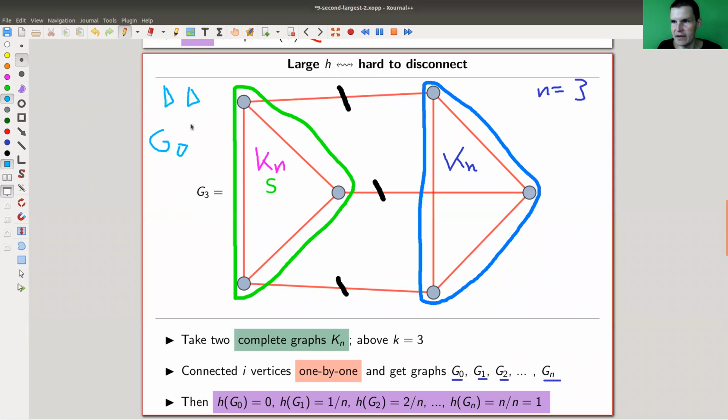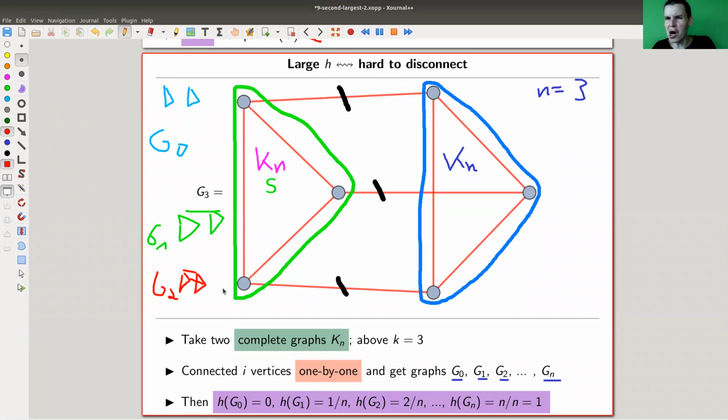I just draw it here. So this is G0. If I would have G1, then I would have just 1 edge between them. Let's say something like this. If I would have G2, then I would have 2 edges between them. So something like this. And G3, 3 edges between them.